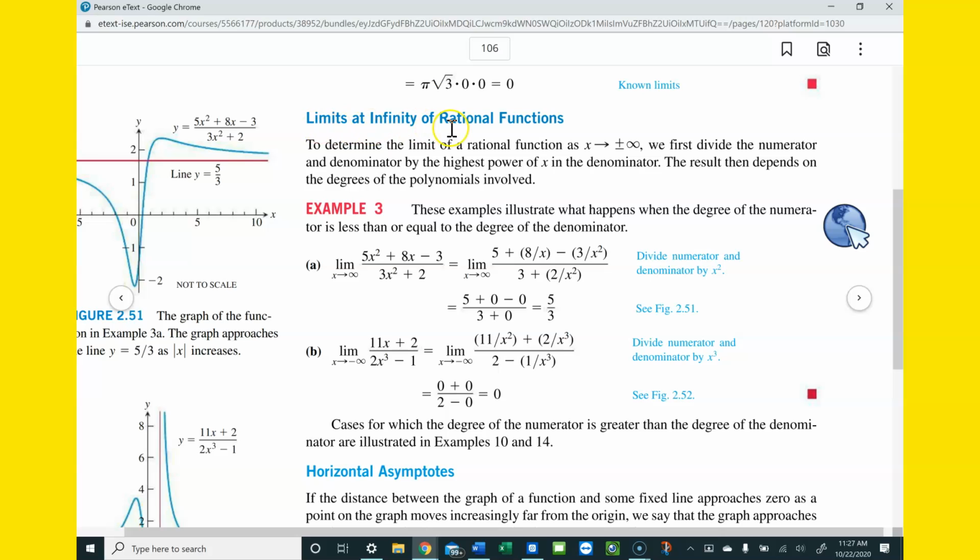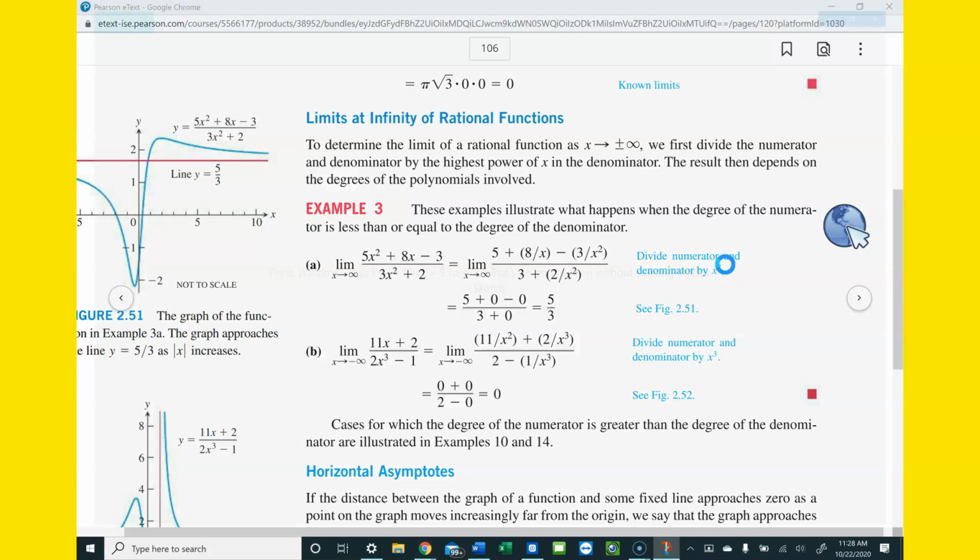All right, let's look at the limits at infinity of rational functions. To determine the limit of a rational function as x approaches positive and negative infinity, we first divide the numerator and denominator by the highest power of x in the denominator. The result then depends on the degrees of the polynomials involved. So here's an example of what they're saying you should do.